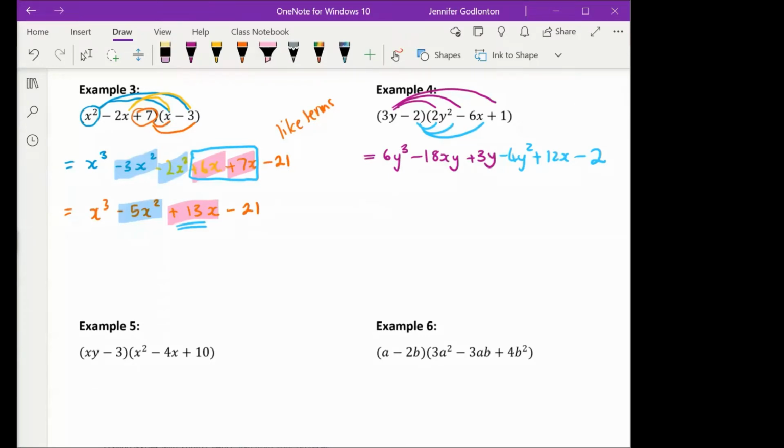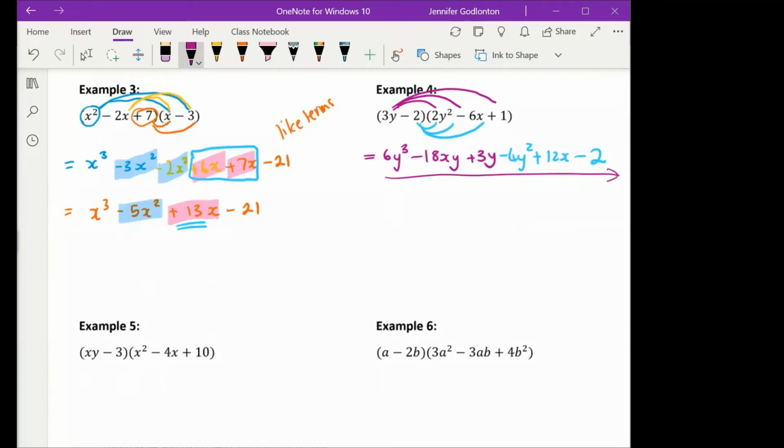Do I have a question? Yes, ma'am. Hi, how can I help? Ma'am, I wanted to ask with example 4, since there aren't any like terms, we just leave the answer like that? Absolutely. That is our final answer. There's nothing more I can do, so we just leave it. It looks very ugly though. It's not satisfying. Thank you, ma'am.